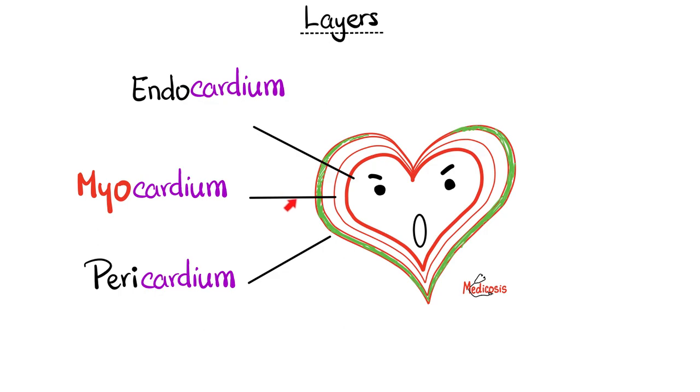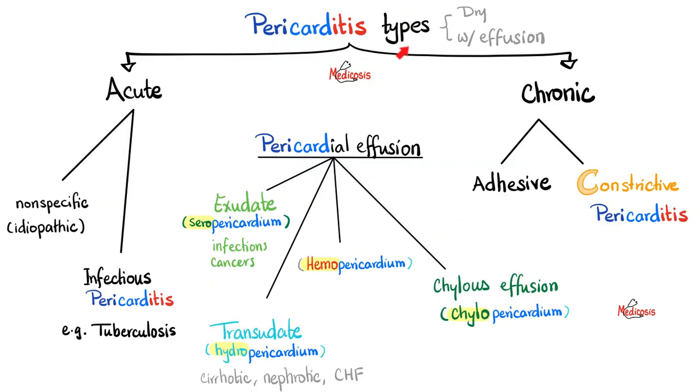The pericardium is the outermost layer of the heart. But what is the epicardium then? Please comment below. In the last video, I've told you about the types of pericarditis.